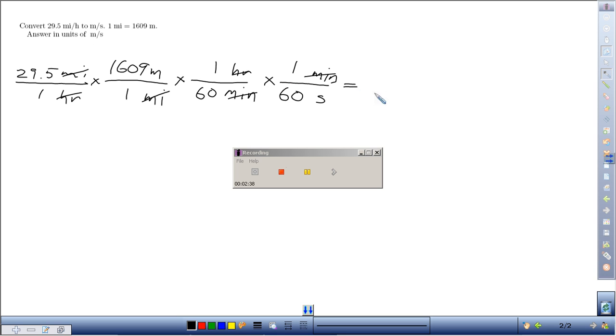So I am ready to do my multiplication, and this is going to give me units of meters on the top and seconds on the bottom. And now it's just a matter of math. What I do is I multiply the things on the top and I divide by the things on the bottom. So it's 29.5 times 1609 divided by 60 divided by 60, and that will give me my answer.